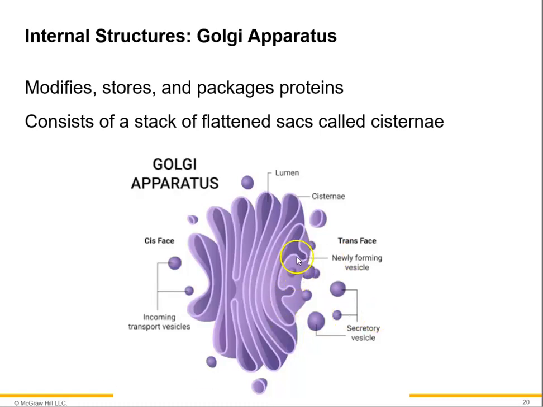Once all of that is done, you come over here to the trans face, and you can see the membrane of the Golgi here just kind of buds off. And inside of it are the proteins that have been modified by the Golgi, and they're ready to be shipped to organelles or outside of the cell.